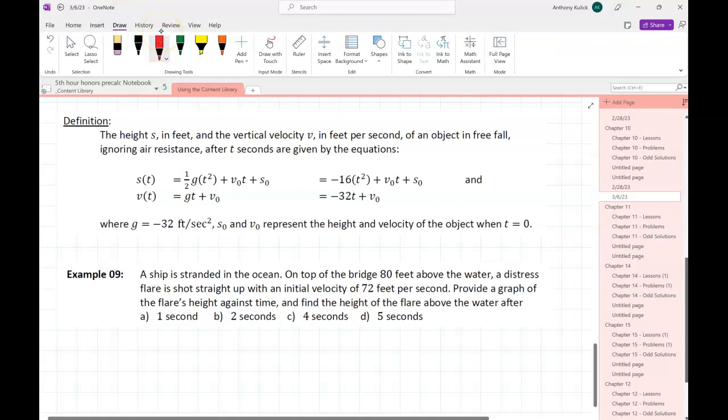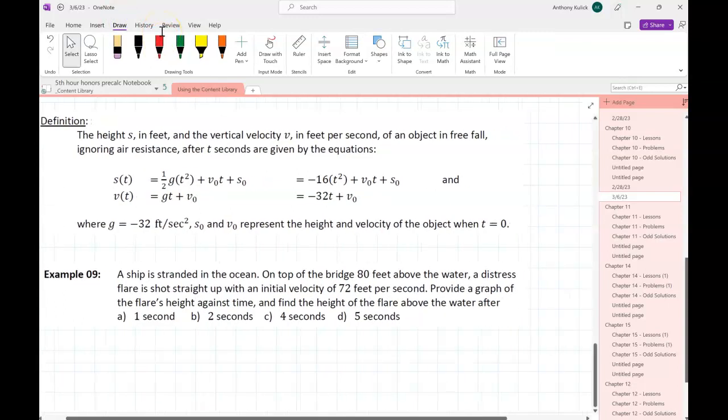So it says a ship is stranded in the ocean. On the top of the bridge, 80 feet above the water, a distress flare is shot straight up with an initial velocity of 72 feet per second. Provide a graph of the flare's height against time and find the height of the flare above the water after 1, 2, 4, and 5 seconds.